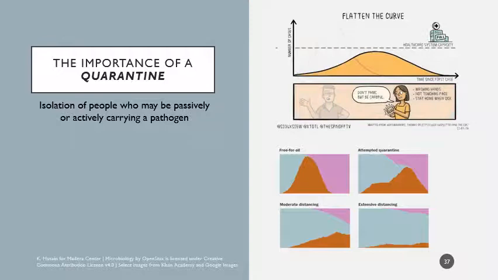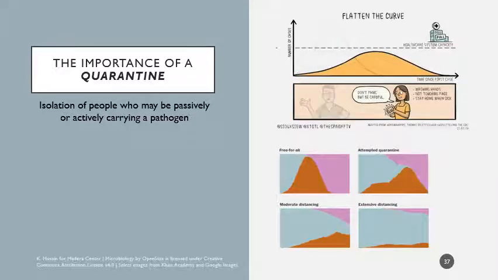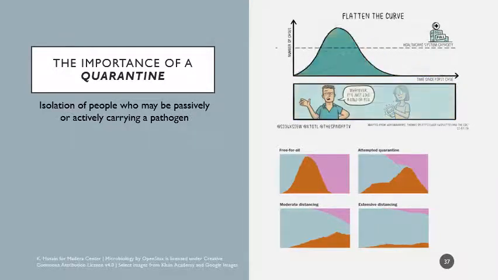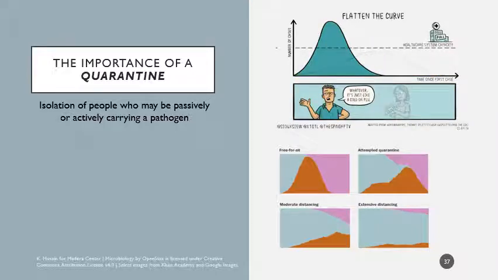Social distancing is just general best practices to make sure that we are minimizing the spread of a condition because we don't know for sure if we're passively or actively carrying it. Self-isolation is when you think there's a good chance you've been exposed to something, but you aren't showing symptoms. A lot of healthcare professionals right now are self-isolating.